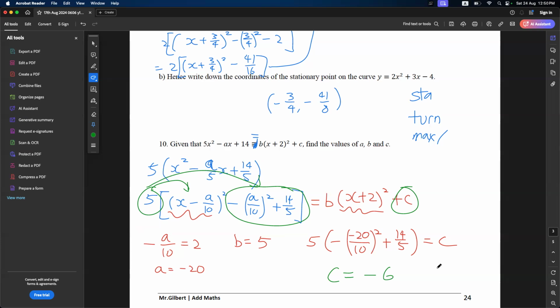So the whole thing is we find x minus 20 minus 2, c minus 6. As in this answer, you mean it's going to be 5 bracket x plus 2 squared minus 6.